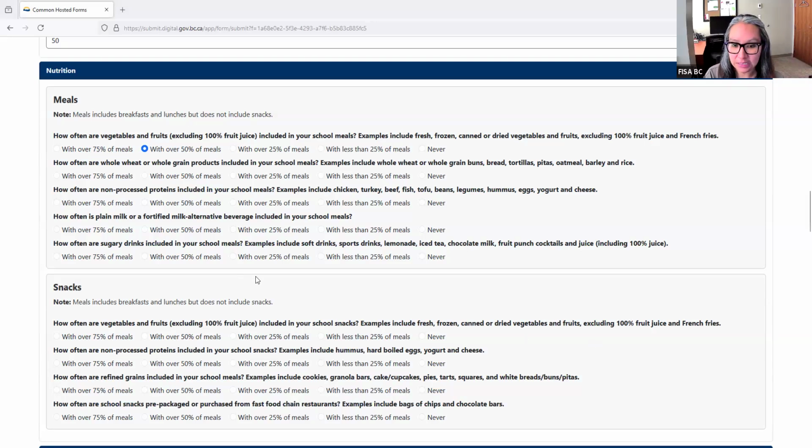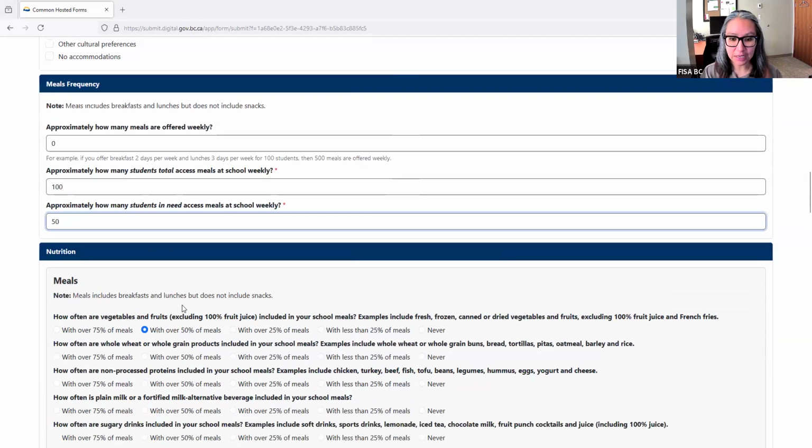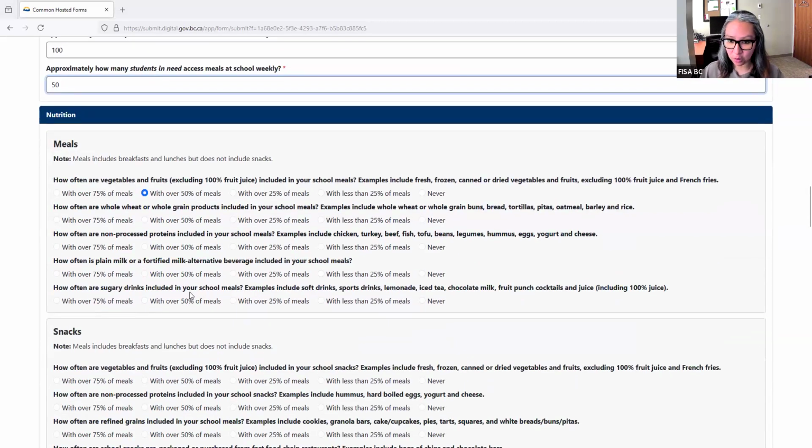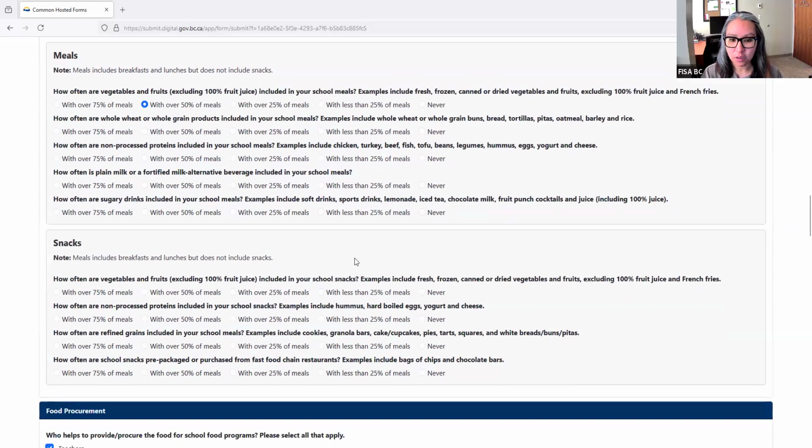Okay, so we have meals and snacks, very similar. We agree that if you are not offering every week, you write 0, but you write the number of students, and then the number of students in need. Okay, we agree on that. And I make a note here that this means you're not offering it weekly, but you're offering it somehow, some way in your school. Snacks and meals are very similar in the questions they asked. This is about nutrition, so very simple. Remember, closer to what your school is doing, it doesn't have to be perfect. That's just to give us an idea.